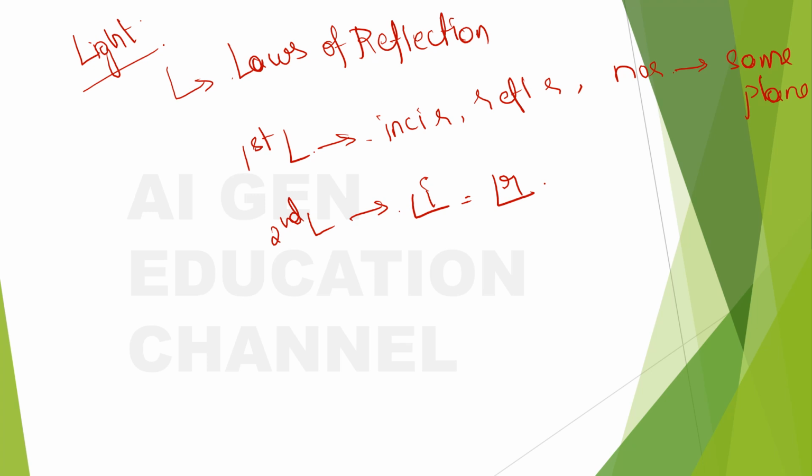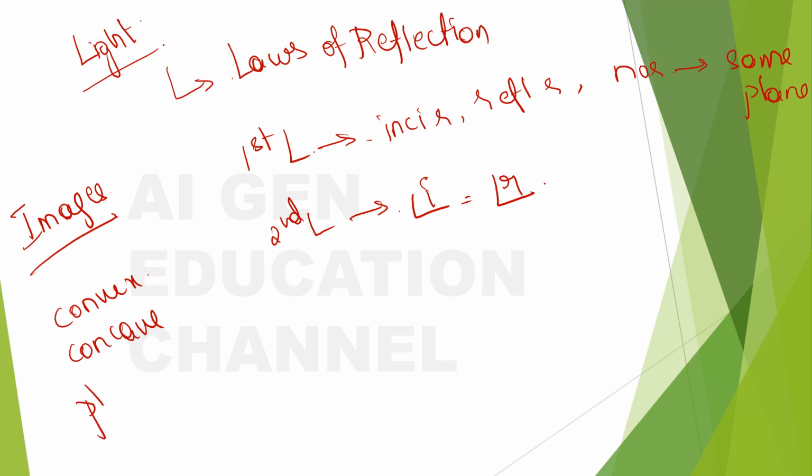Now we shall get into the concept called images. First of all, what is an image? An image is the copy of the object that you place before some mirror, right? So mirrors can be of convex type, concave type, and a plane mirror. When we dealt with the laws of reflection, we used the plane mirror, and now we want to get into the topic of image formed in a plane mirror.